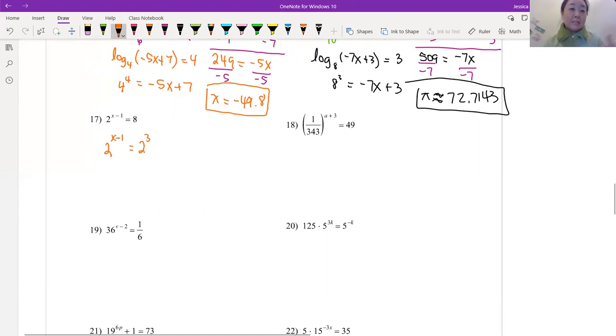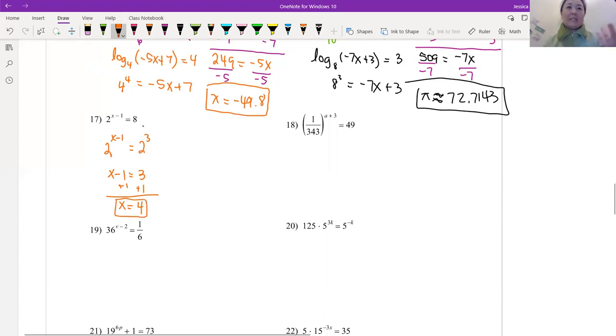2 to the third power is 8. And I know that if I have the same bases, that means I could drop my 2's, right? Just like how we drop the logs, I drop my 2's. And then I know that x minus 1 has to equal 3, right? That's what it has to equal. And if we add 1 on both sides, we know that x has to be 4. You know why? Because 4 minus 1 is 3. I know, crazy. There we go.